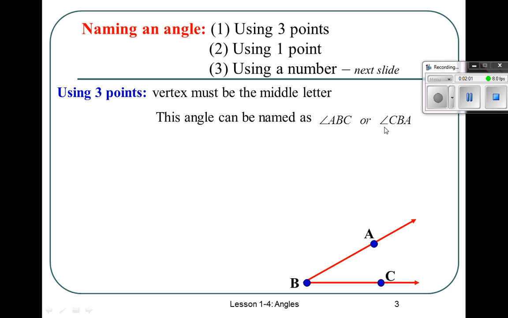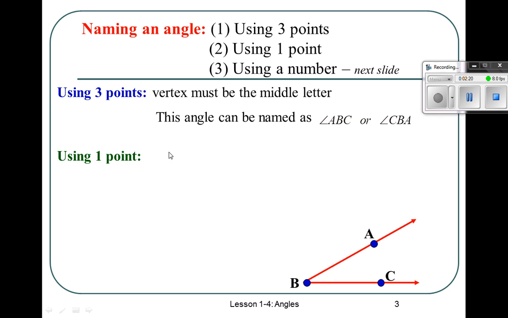Notice this marking here, because without it, we have what could be the naming of a plane, CBA. So now we have a new notation, which is this marking here, which is the marking for an angle.